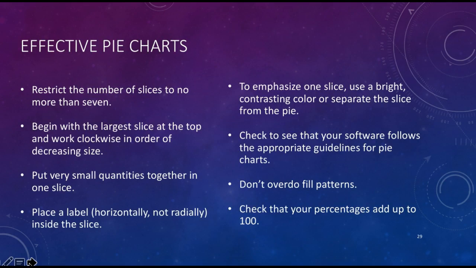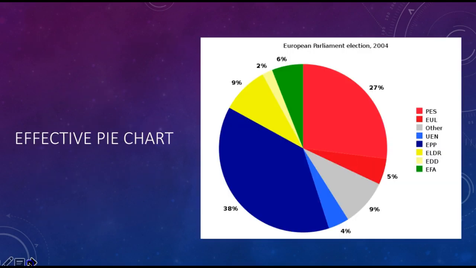So pie charts. Restrict the number of slices in a pie chart to no more than 7. Begin with the largest slice at the top and work clockwise in order of decreasing size. Put very small quantities together in one slice. Place a label horizontally, not radially, inside the slice. To emphasize a slice, use a bright contrasting color or separate the slice from the pie. You can pull it out. Check to see that your software follows the appropriate guidelines for pie charts. Don't overdo fill patterns, and check that your percentages always add up to 100.